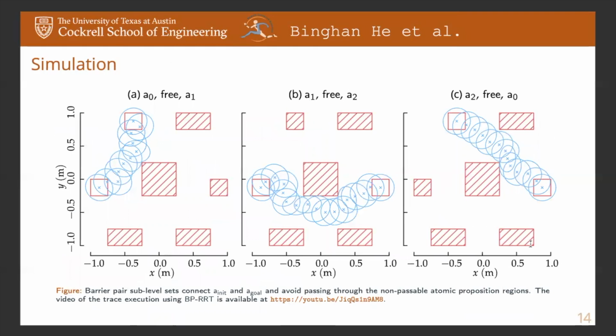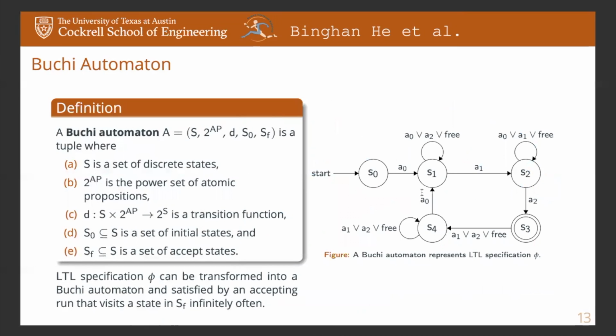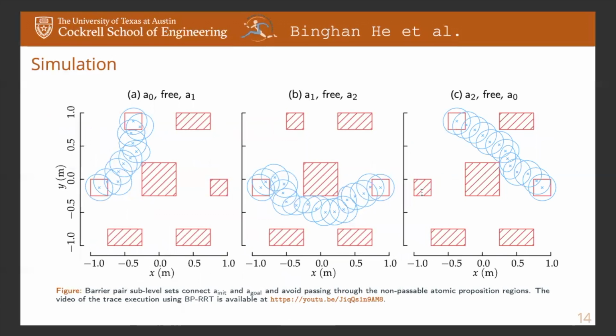Then we just need to use the barrier pair RRT algorithm to build the paths from A0 region to A1 region, from A1 region to A2 region, and from A2 region back to A0 region. Notice that when we build the paths between 2 task regions, the third task region becomes a non-passable region in the barrier pair RRT synthesis problem. This is because we want the robot to strictly follow the guidance of the accepting run for the Büchi automaton. And here I will show you a video of the task execution.